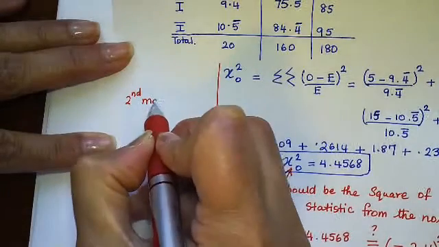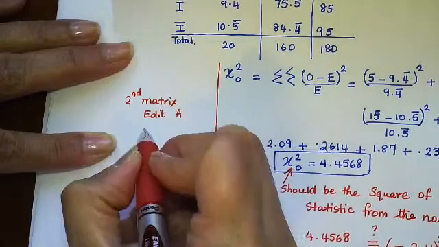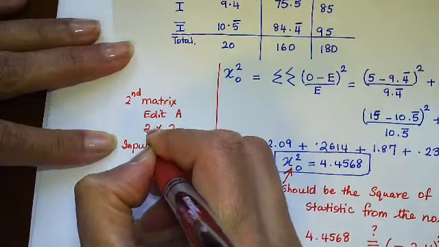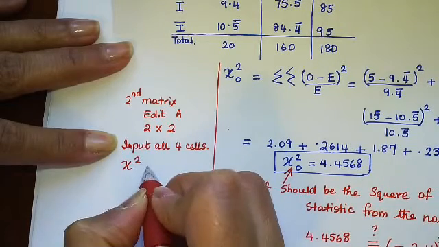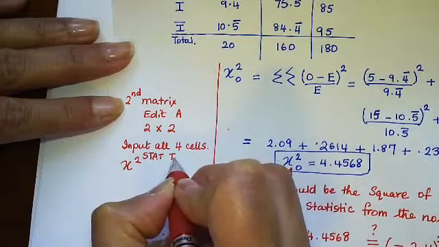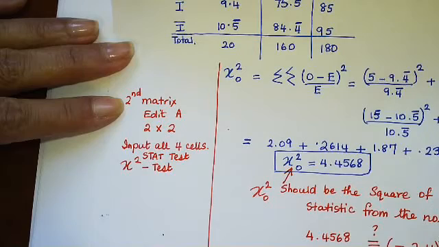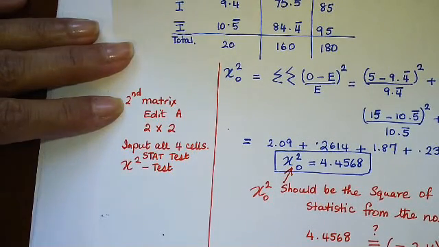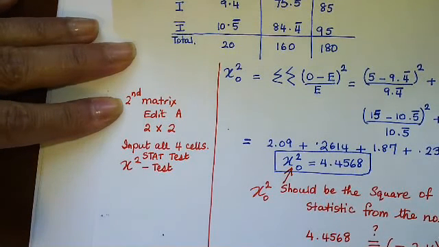So let's put over here the calculator commands. Second, matrix, edit, A. A is 2 by 2, and then input all 4 cells, and then go to stat, test, chi-squared test, and it will spit out the same chi-naught squared for you.